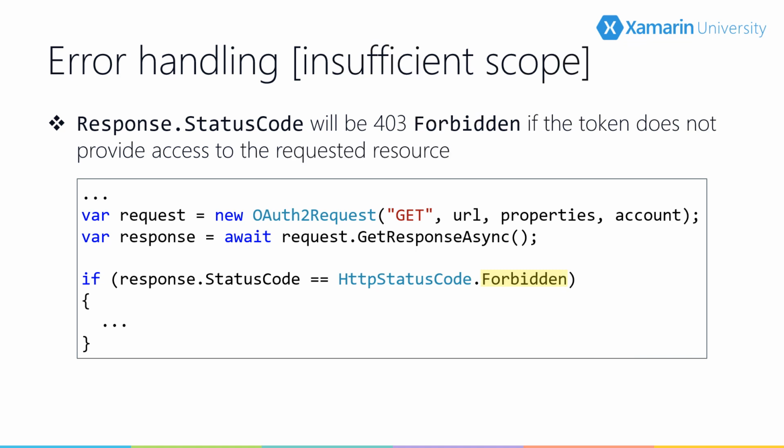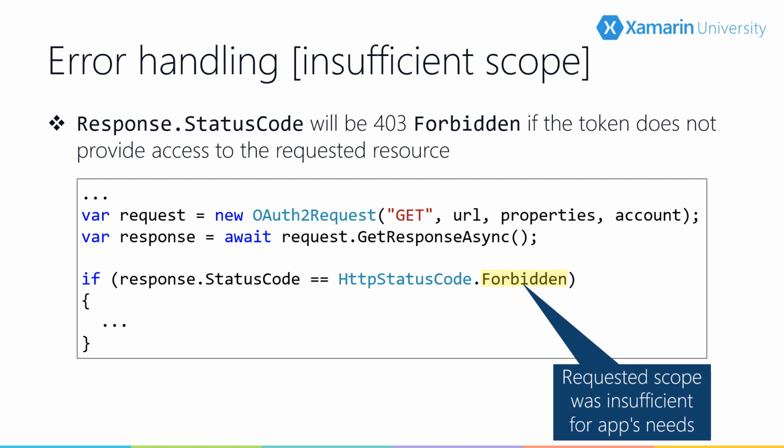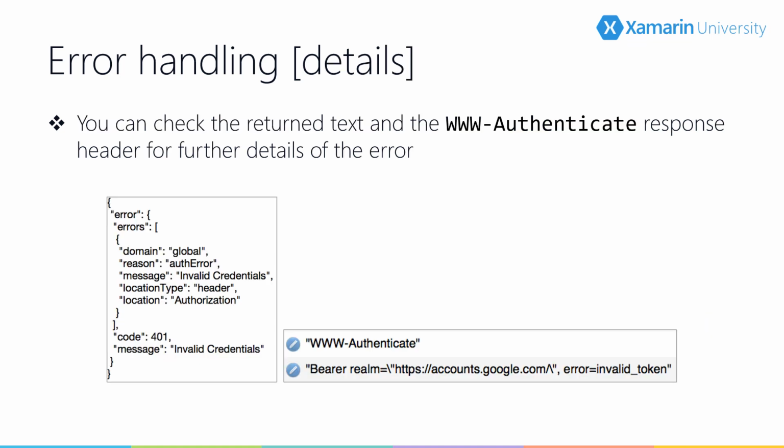And let's look at one more common status code, and this is 403, forbidden. Now, this typically happens when you try to access a protected resource that is outside of the scope of your access token. And the status code will equal HttpStatusCode.Forbidden. And you'll either need to request a new access token with increased scope or continue to work without that requested data.